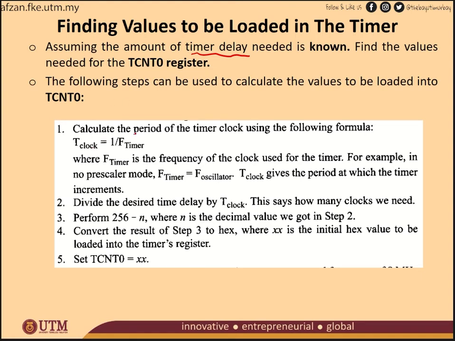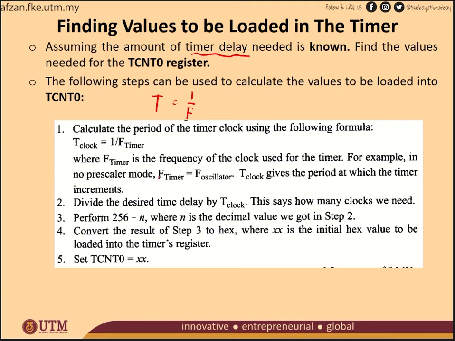Calculate the period of the timer clock using the following formula. What is the formula here? T clock equals 1 over F, in which F is the frequency of your timer, or sometimes we call it your oscillator frequency, and etc.